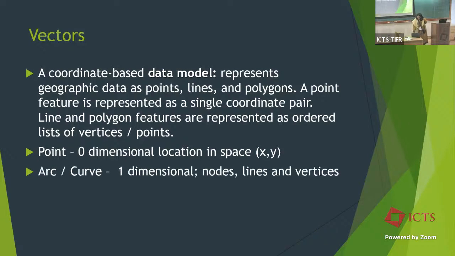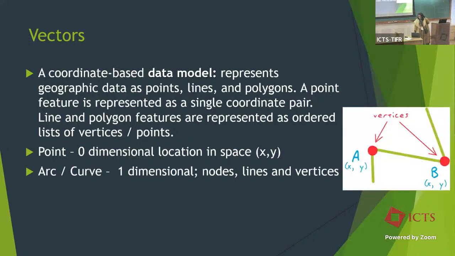So then from points, you have arcs or curves, which are one-dimensional, and you have nodes, which define the beginning or the end of a line. And in between the nodes, you have vertices, which are the flex points. Okay, so the vertices tell you how the line is changing direction. So that's just a graphical representation. Any questions on an arc?